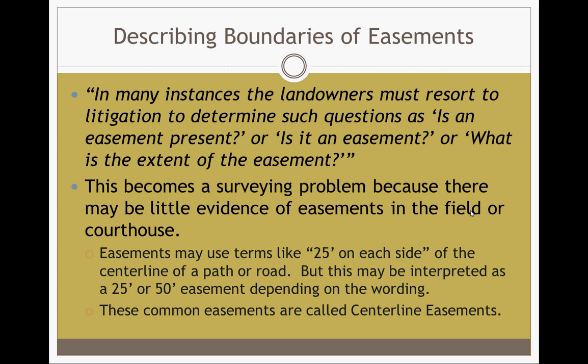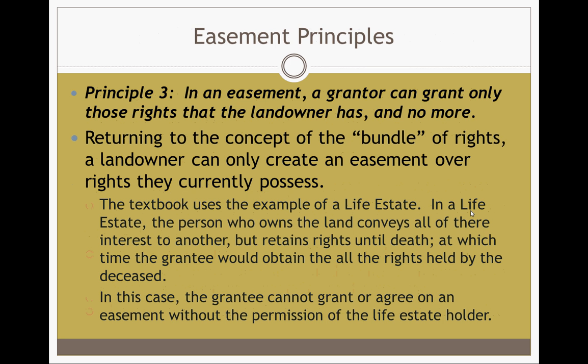Now, these easements are common. They're called centerline easements according to your textbook, but you still may have issues understanding exactly what the easement is wanting. Principle 3: in an easement, a grantor can grant only those rights that the landowner has and no more. This returns back to that concept of the bundle of rights. A landowner cannot convey rights that they don't possess. That's just the way it is.